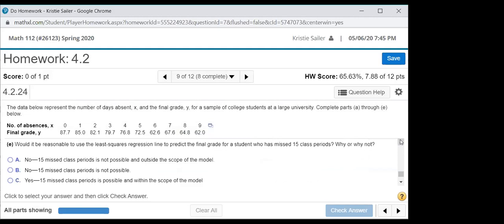Oh my gosh, this really is a never-ending question. Would it be reasonable to use the regression line to predict the final grade for a student who has missed 15 class periods? Again, it's outside the scope of the model.